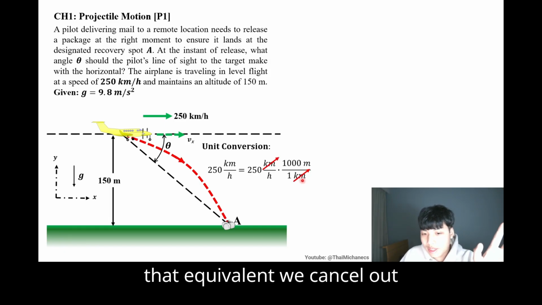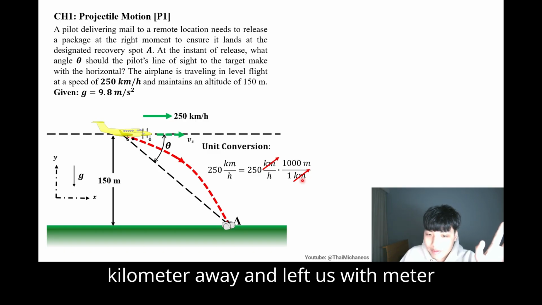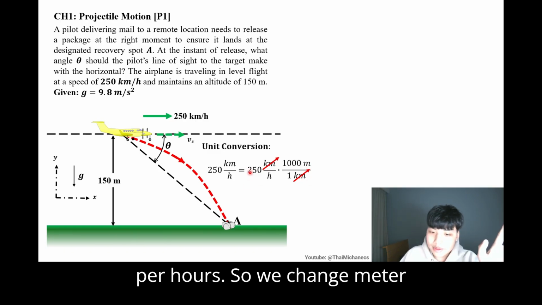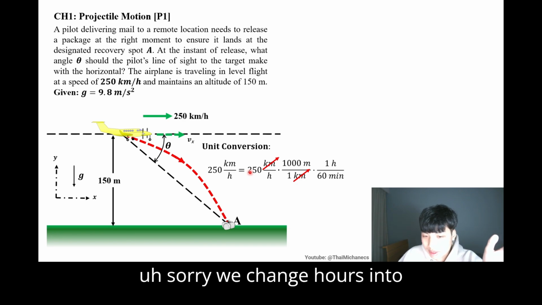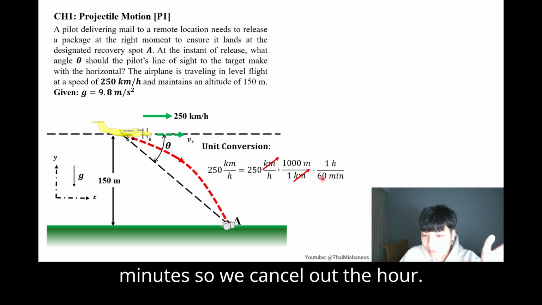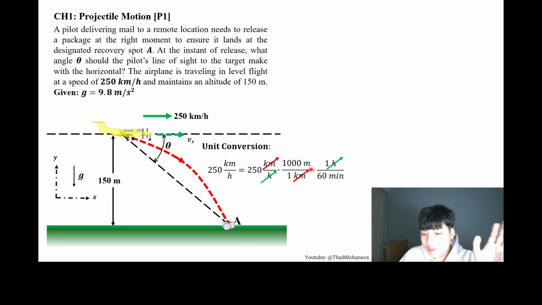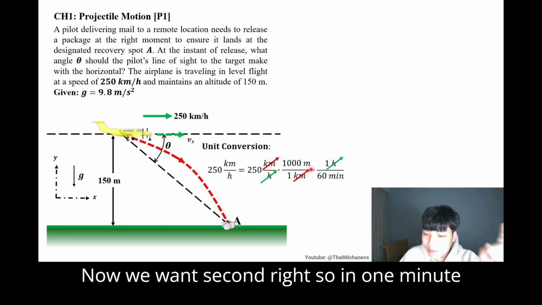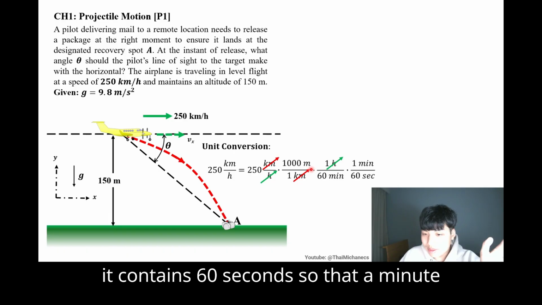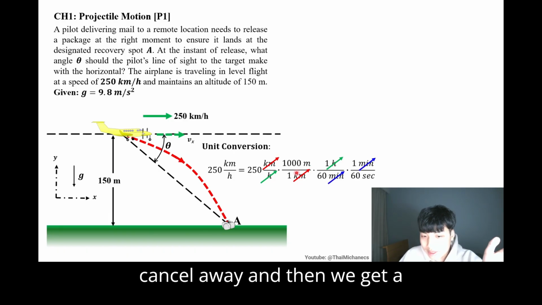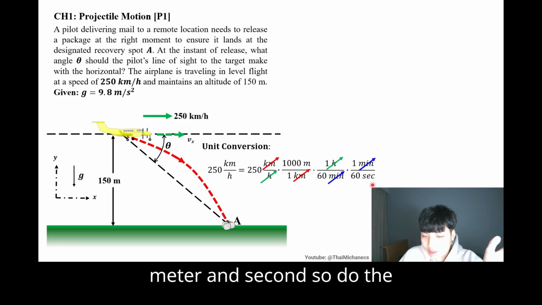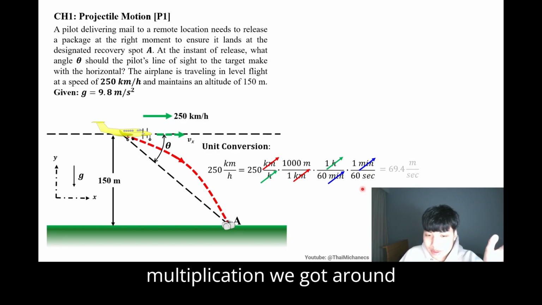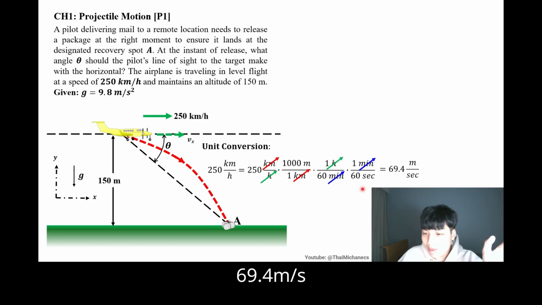By that equivalent, we cancel out kilometers and it leaves us with meters per hour. Then we change hours into minutes: 1 hour is 60 minutes, so we cancel out the hour. Now we want seconds, right? In 1 minute there are 60 seconds, so the minute cancels away, and we get meters per second. Doing the multiplication, we get around 69.4 meters per second, equivalent to 250 kilometers per hour.